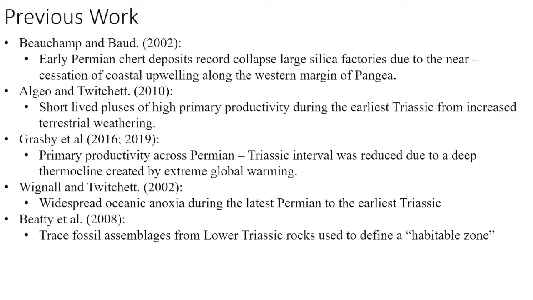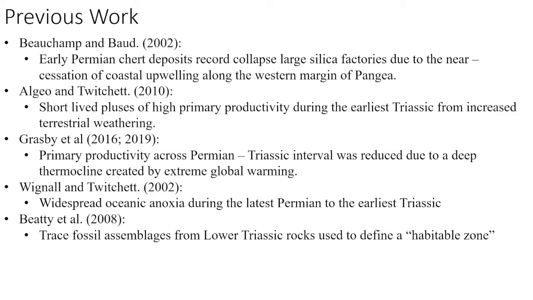Algae and Twitchett note that within the earliest Triassic, there's a short-lived pulse of high primary productivity, and that it was due to increased terrestrial weathering. Graysby took primary productivity and assessed it across the interval itself, and saw that primary productivity was actually reduced due to a deep thermocline created by the extreme global warming that the planet was experiencing during this transition.